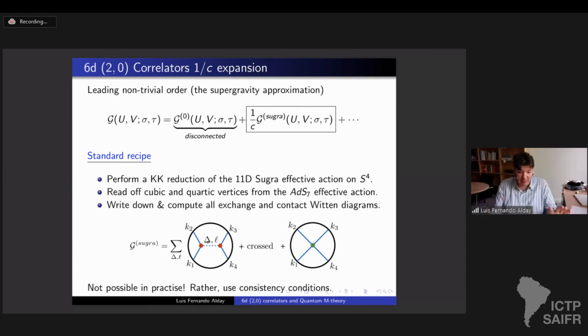So this is in principle a recipe. It should, I guess, work. However, in practice, this is an impossible thing to do. It is almost impossible with the things we know to compute this effective action. It has been done for the case of AdS5 × S5, and it takes more than 15 pages. And even if you were able to do that, the number of Witten diagrams would be huge. But even if you were able to write them down, you wouldn't be able to compute them, okay? So this is actually not possible in practice. So let's try to understand how we can fix the answer by using consistency conditions instead of a brute force computation.